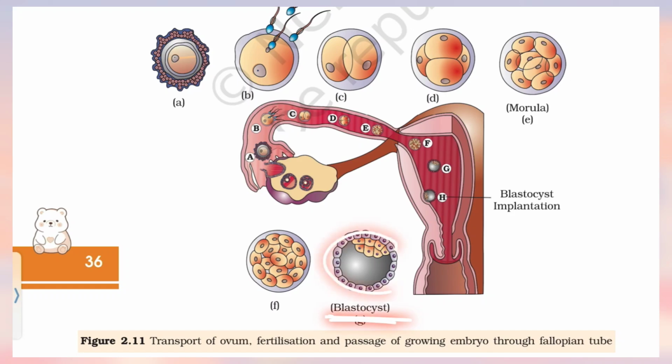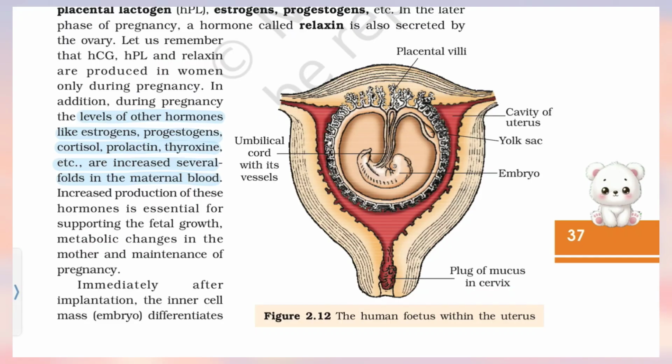The outer layer is the trophoblast, which helps in implantation, and the inner cell mass develops into the embryo proper. The blastocyst attaches to the endometrium of the uterus. This process is called implantation, and implantation usually occurs about 6 to 7 days after fertilization. Now let's move to the next diagram, which shows the developing embryo in the uterus showing the placenta.